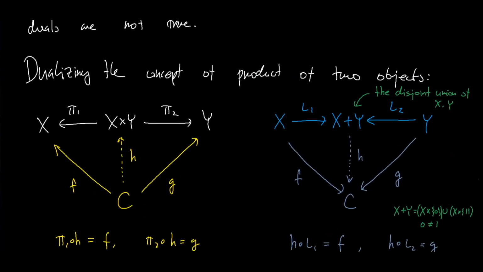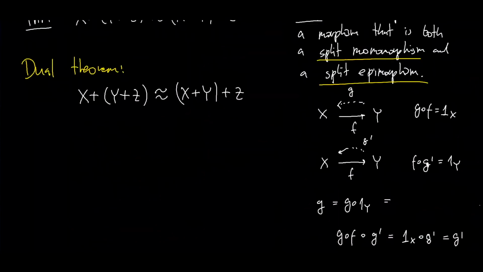We don't have only duals for products, we have duals for arbitrary limits as well. So the dual of the concept of limit has a name of its own. Duals of limits are called colimits.